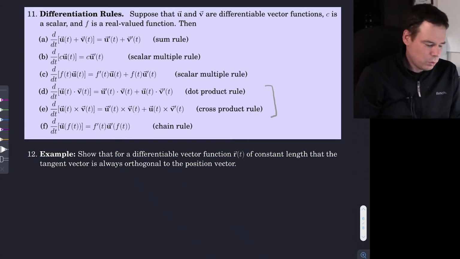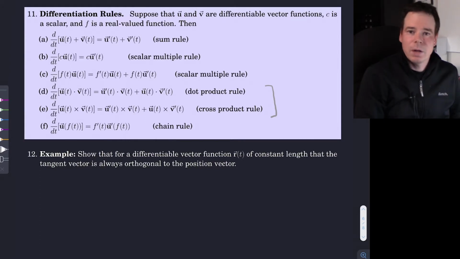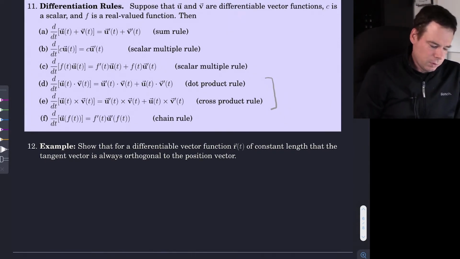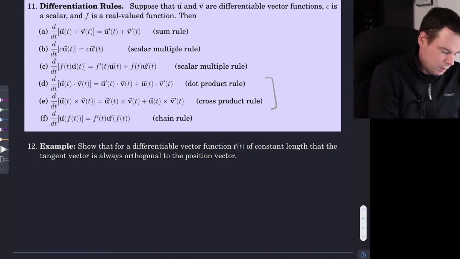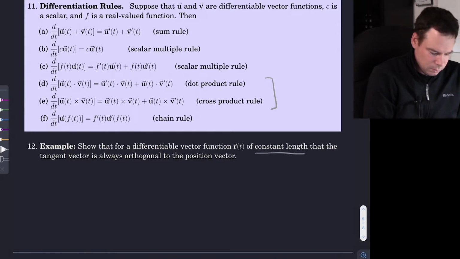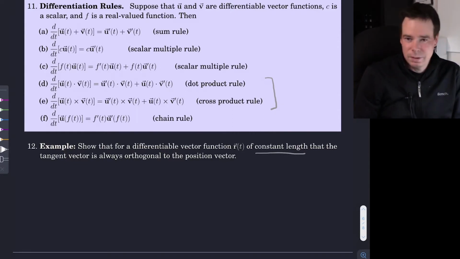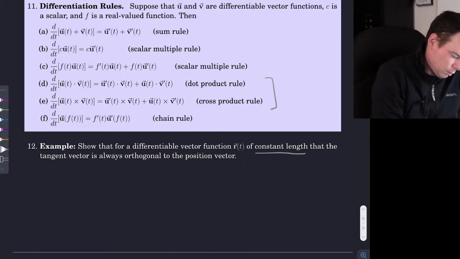Okay, so we've just introduced the differentiation of a vector valued function and just summarized the differentiation rules that we have. Now let's see how we can use these rules to prove some things. For example, we're asked to show that for a differentiable vector function r of t that has constant length, the tangent vector is always orthogonal to the position vector. Let's think about what that says as an example.